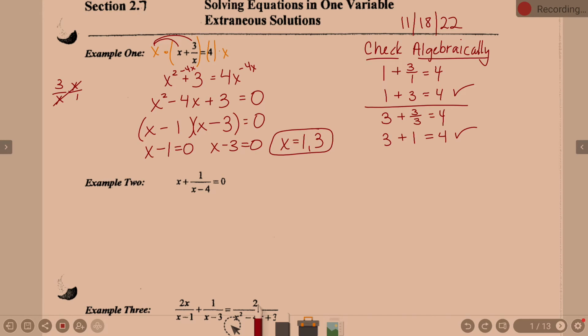Now, do you have to write out your algebraic check? No, not necessarily. I'm doing it here today just as a reminder, like this is a way to check. You don't necessarily have to write your check out, but there are certain problems today where you're definitely going to want to check your answer. Okay, and I'll talk about some of the reasons we would get extraneous solutions.